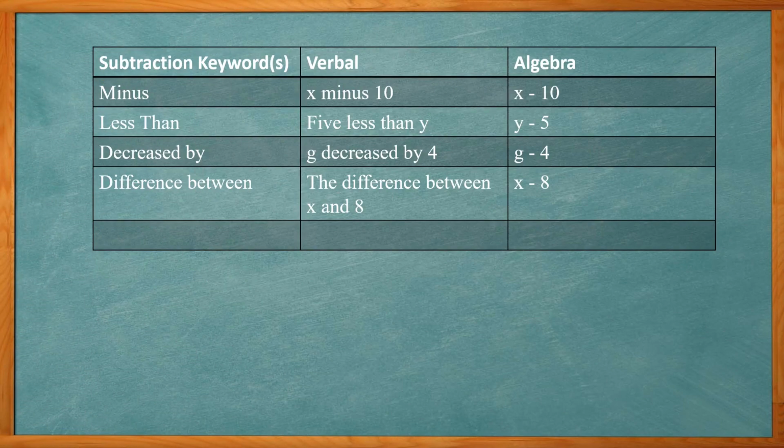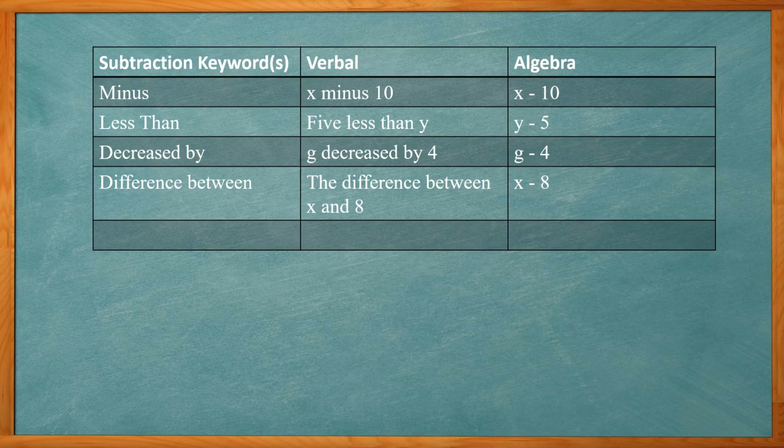Now for subtraction, if you hear these keywords, remember you need to subtract something. If you hear the word minus, as in x minus 10, that's going to translate to x minus 10. Or if you hear less than, 5 less than y, that's going to be y minus 5. And this always seems to trip up people. If I say 5 less than y, that means I'm taking 5 away from y. So it's going to be y minus 5.